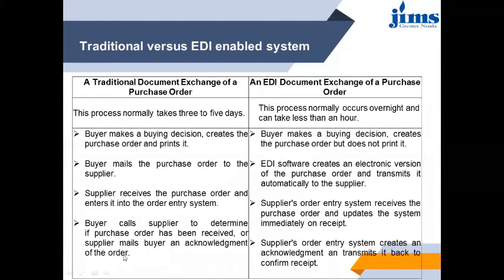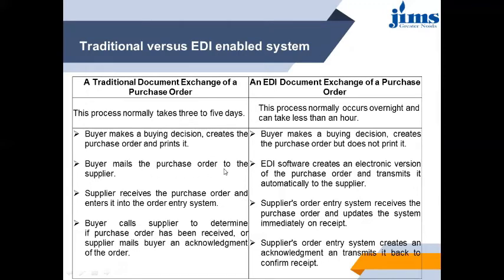There is a difference between the traditional and EDI versions. In the traditional document exchange, this process normally takes 3 to 5 days. In the EDI document, this process normally occurs overnight and can take less than an hour. Buyers make a buying decision, create the purchase order and print it in the traditional document. In EDI, buyers make a buying decision, create the purchase order but do not print it, because electronically you have got the acknowledgement, you have got the invoices and all.